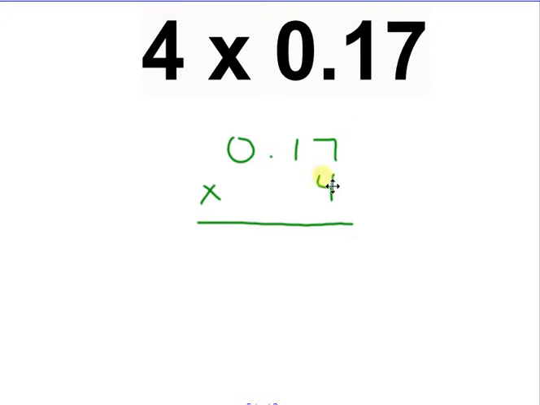Okay, so I'm going to multiply. 4 times 7 is 28. So carry the 2, put the 8. 4 times 1 is 4, plus 2 is 6. 4 times 0 is 0.